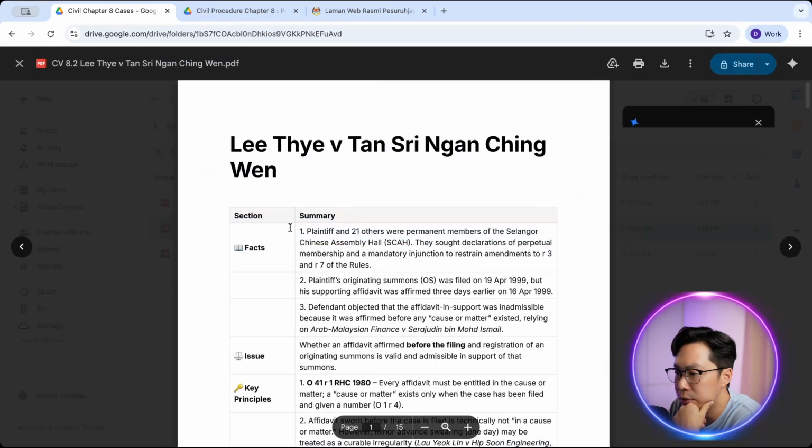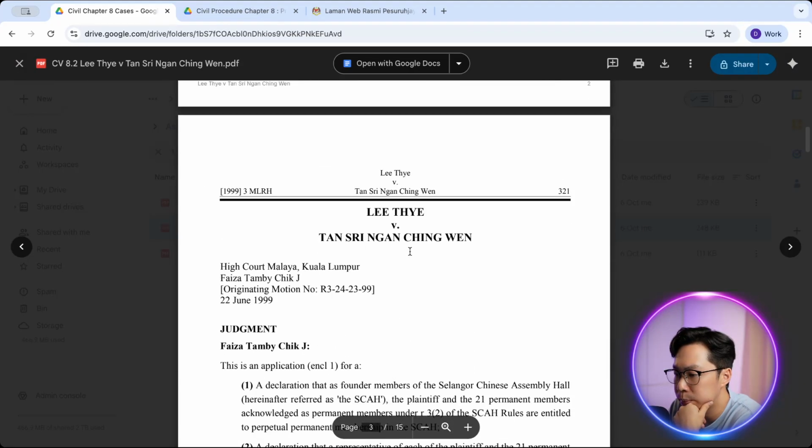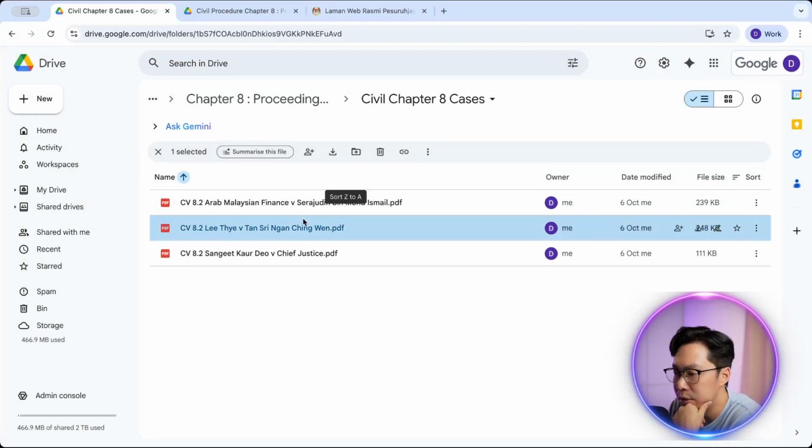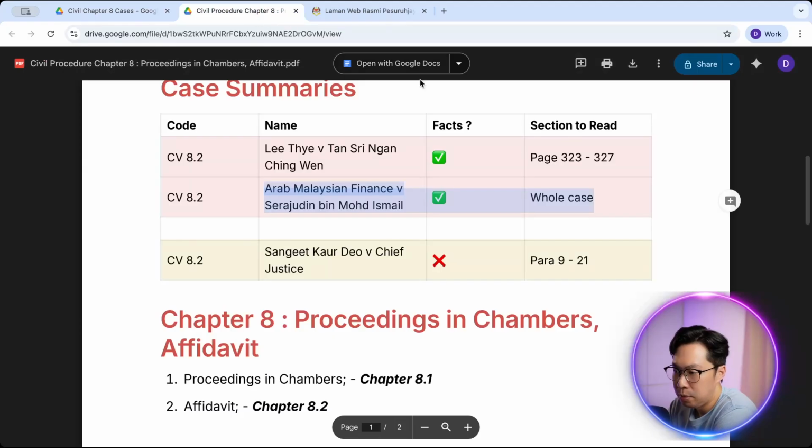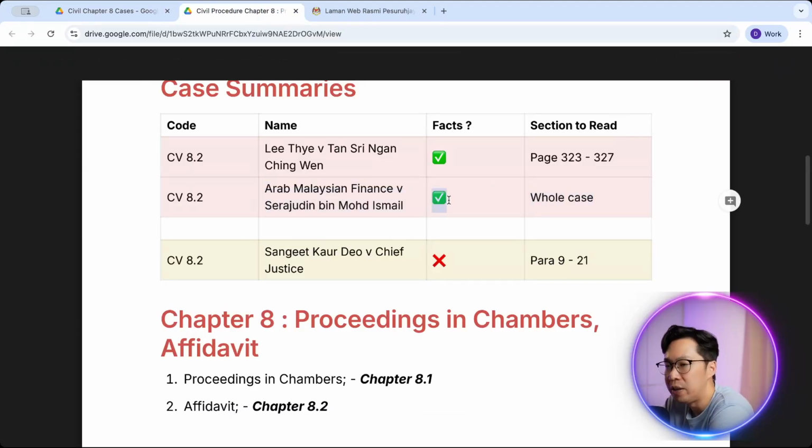1998. Okay, let's do the 1998 one. Okay, Arab Malaysian Finance first. So I want you to read the case. Okay, please, the whole case, and you must know the facts, so that in the question, if there is a question, you can explain, and you can compare and contrast with the facts of the question, to see whether we can differentiate to say this is valid or this is not valid.